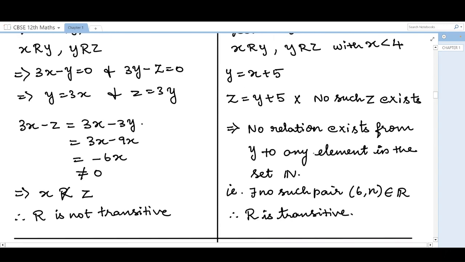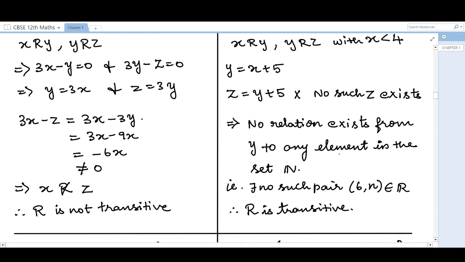So there exists no relation from y to any other element in the set of natural numbers, right? Therefore, there exists no such pair 6 comma any natural number that belongs to the set R. Therefore, the given relation R is transitive. So you have to understand this concept clearly. We have the pair x comma y, but we don't have the pair y comma z. So obviously we need not verify whether x is related to z. Therefore, this transitive property is satisfied.